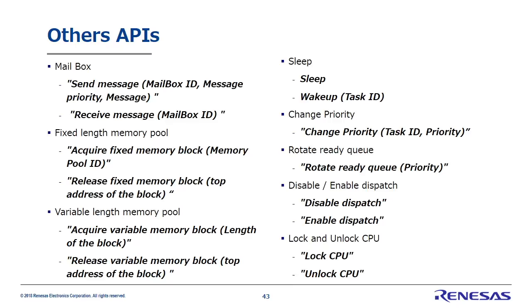The fixed length and variable length memory pools are used to dynamically assign fixed or variable sized memory areas to each task. When the API requesting a memory area is invoked, if no memory is available, then the task is moved to waiting. These other APIs here are also used in many common embedded systems.